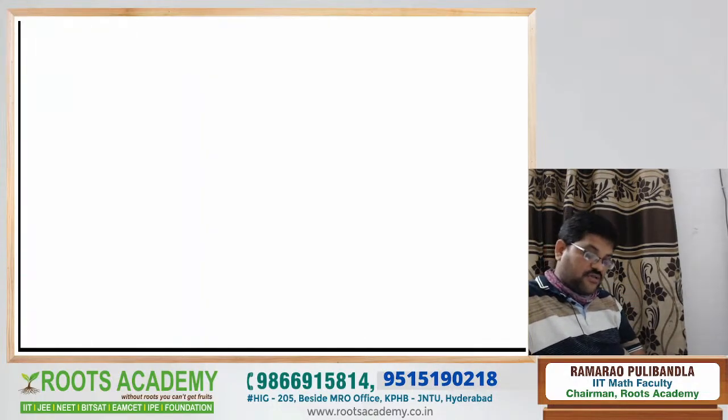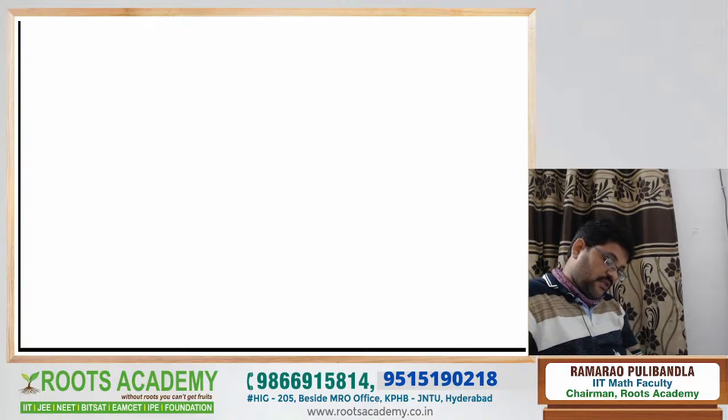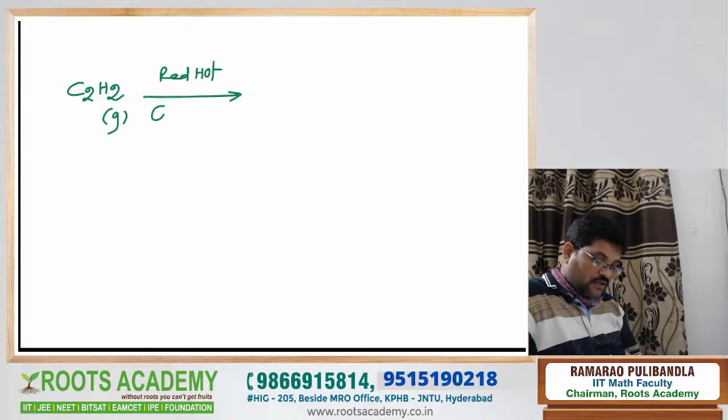And see the next question. These conversions are very important for IPE 2 marks questions. Take one reaction. Say for example, a question is given like this. Acetylene gas is passing through a red hot iron tube or copper tube.